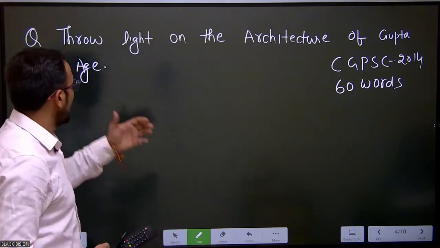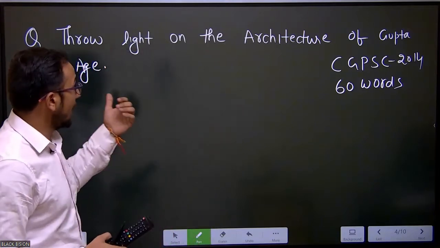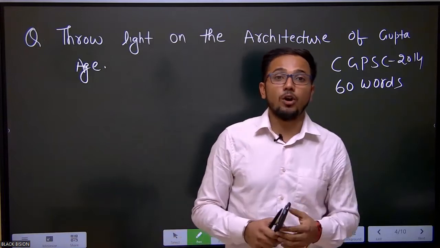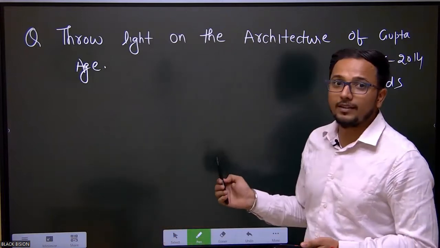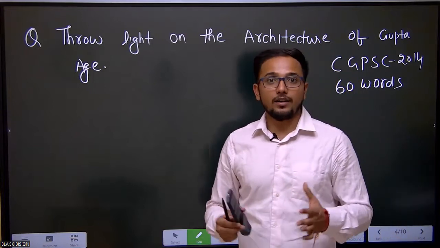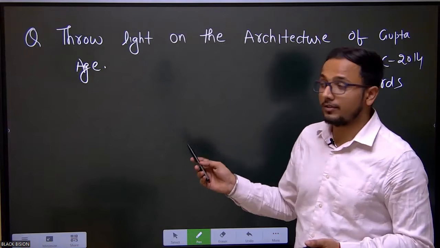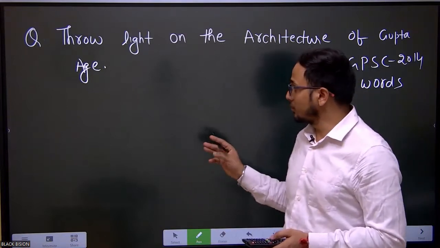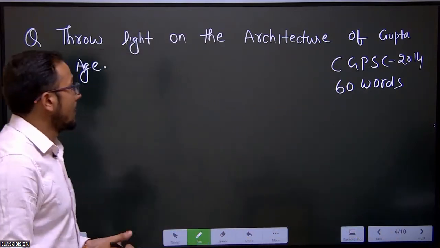This is a very important question because it covers the Gupta architecture. The Gupta Empire is known for its art and architecture, because the Gupta period is also known as the golden age of art, architecture and literature. That's why this question is very important, for Chhattisgarh PSC as well as UPSC. For students who are preparing, this is a very important session for both Chhattisgarh and UPSC.